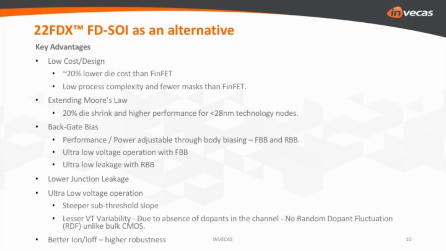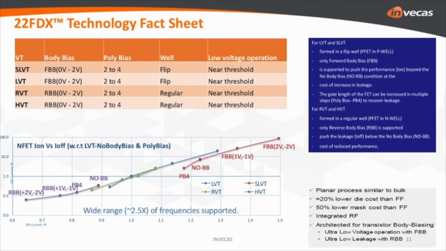The ultra low voltage operations can be achieved through the forward body biasing and the ultra low leakage with the reverse body biasing. Overall lower junction leakage, ultra low voltage operations, you have steeper subthreshold slopes, lesser VT variability due to absence of the dopants in the channel, no random dopant fluctuation, unlike in the planar bulk process, and the best part is you have high robustness due to better Ion and Ioff, the on and off currents of the transistor. The 22FDX technology fact sheet looks something like this.